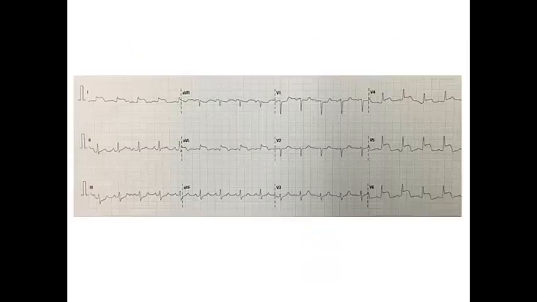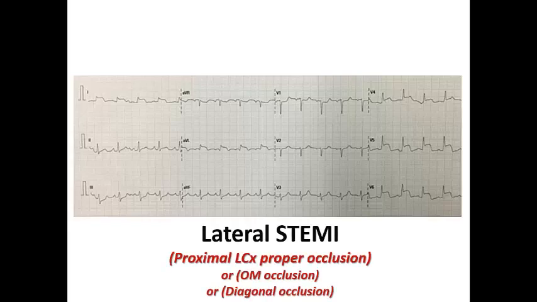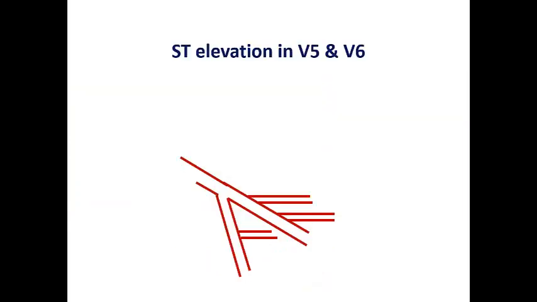So for example, here in this ECG, I can see ST elevation in lateral leads from V4 to V6, plus also I and aVL, and there is reciprocal depression in inferior leads. So I can expect proximal LCX proper occlusion, or large sizable OM occlusion, or large sizable diagonal branch occlusion.